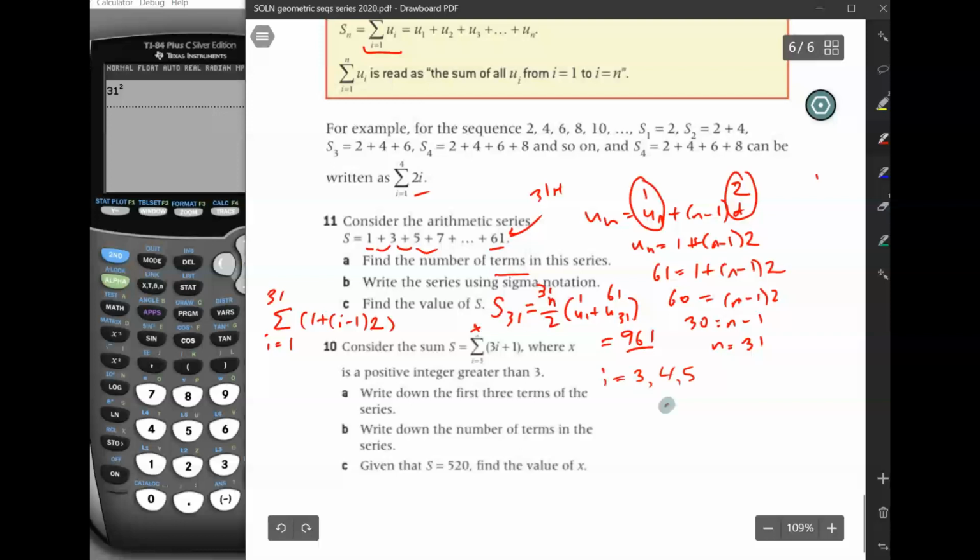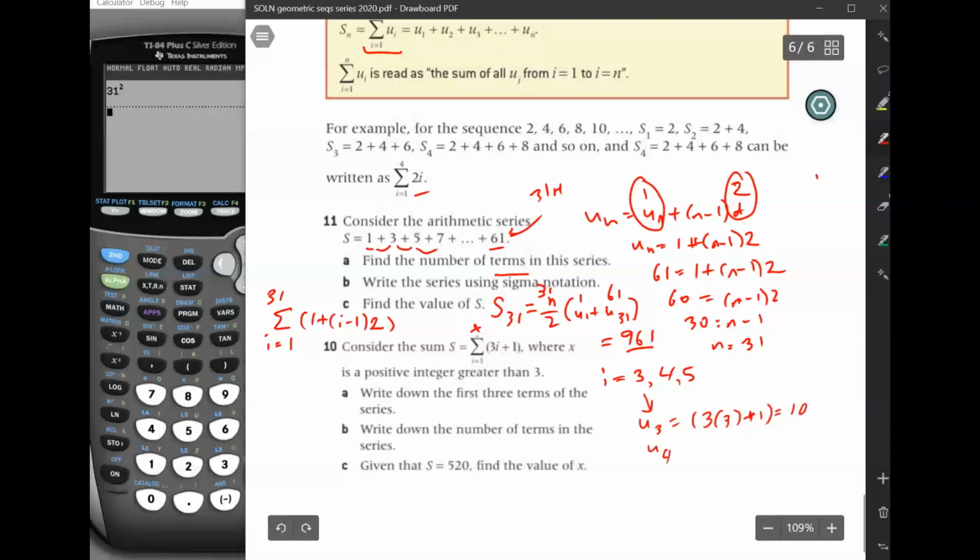Because we're always going to just increment by 1 every time. So the first term is U3, and the way we find it, we do 3 times 3 plus 1. We just plug in 3 in for i, and that gives us 9 plus 1, which is 10.